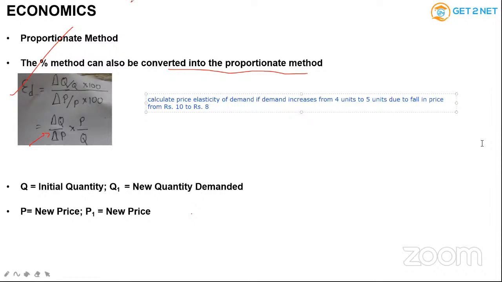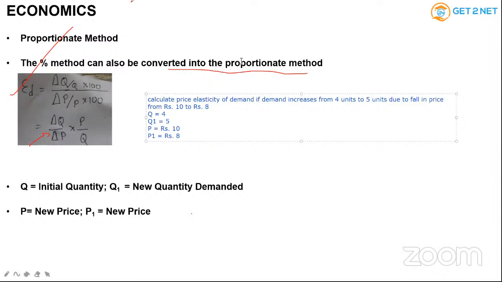So how would you find what is your original quantity here? Original quantity is 4. New quantity is, let's say Q1, 5. Similarly, original price is ₹10 and P1 is ₹8. Yes, I got an answer from Akanksha only.